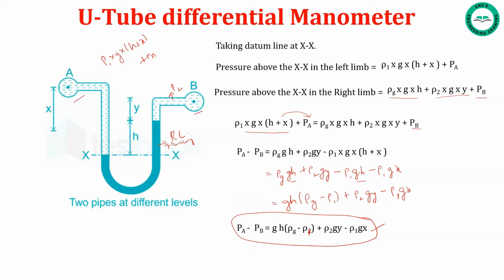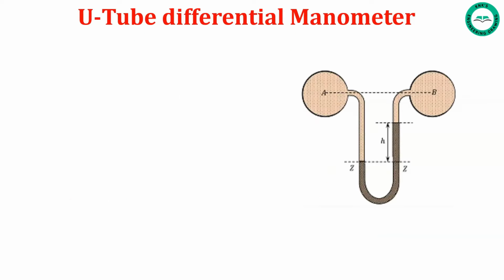Now let us see for when they are at the same level. The figure shows the 2 points A and B are at the same level and contain liquids of density rho 1 and rho 2. Now the pressure above XX in the right limb can be calculated for the two liquids, that is rho G and rho 2. So let us write the equations.